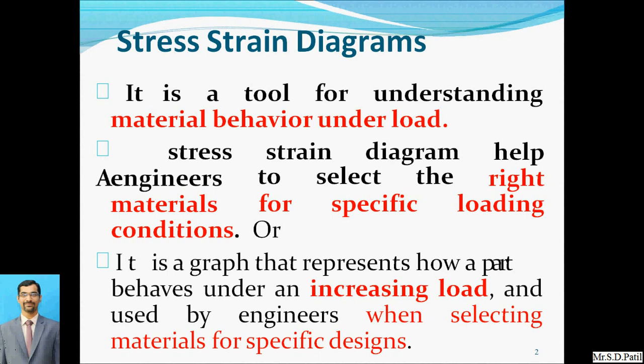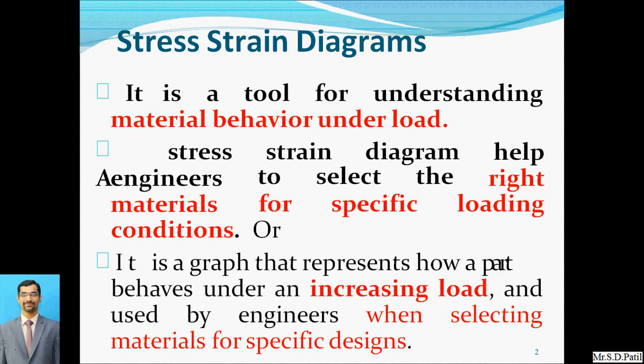Now what is the meaning of strain? Strain is nothing but the ratio of change in dimensions to the original dimensions. That change might be in the length, or the breadth, or the diameter, anything. Whatever the change, the ratio of the change in dimension to the original dimension is called strain.